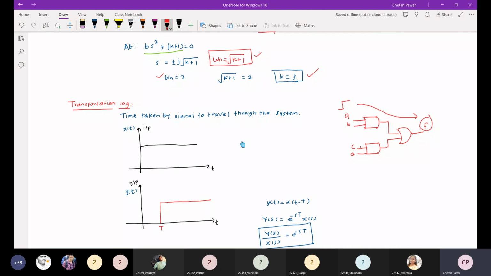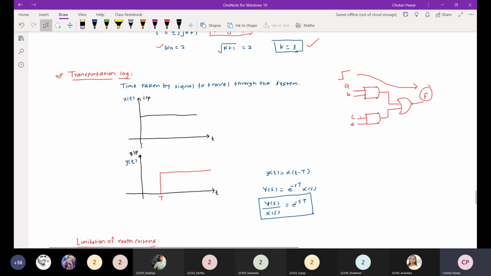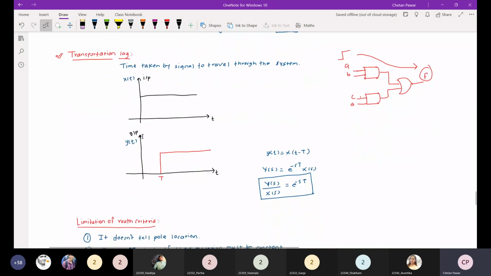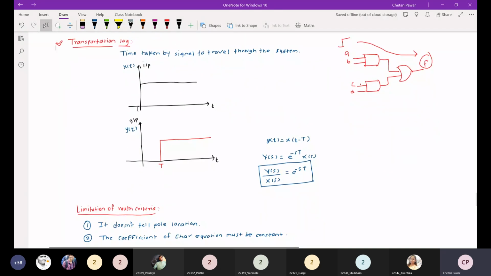If we generalize that for a control system, it is called a transportation lag. What is meant by transportation lag? It is the time taken by a signal to travel through the system. For example, if this is the input signal x of t, a unit step signal, then at t equal to 0 there is an instant change from 0 to a value, for example 1.